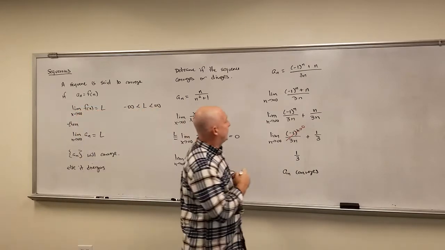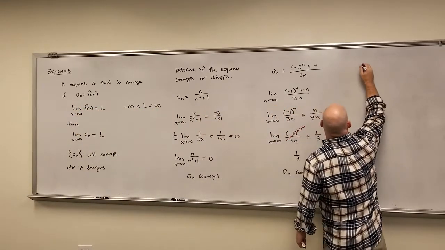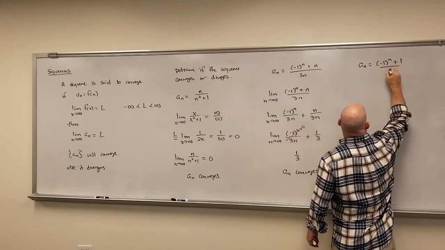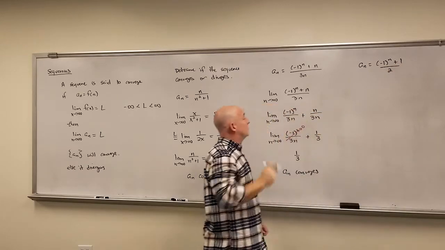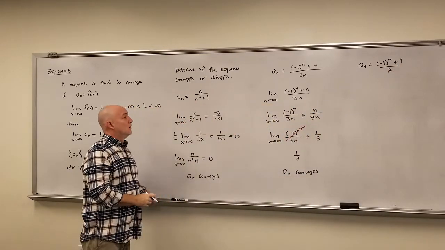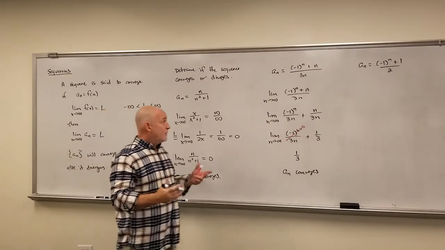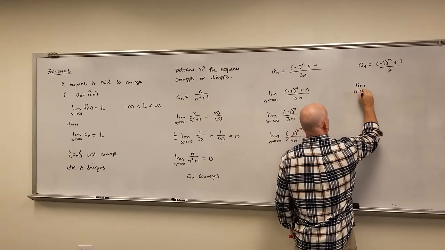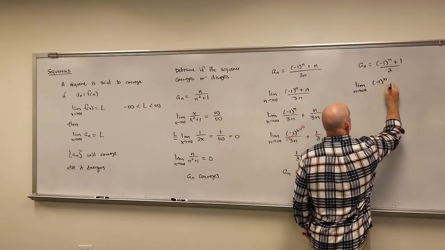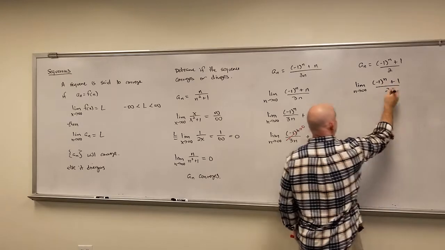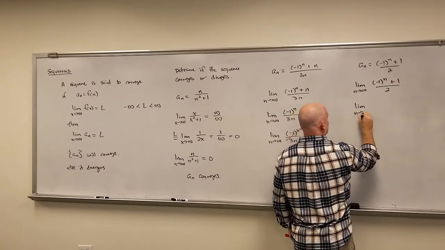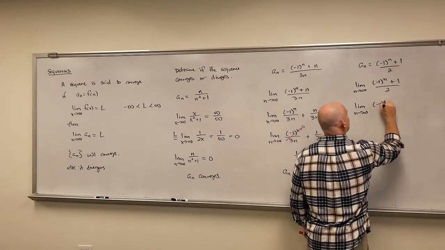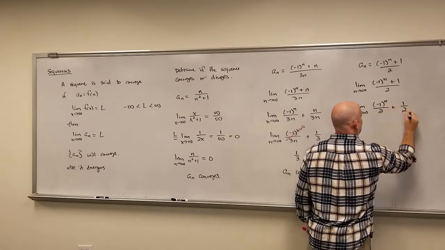All right, maybe one more here. Let's do another one with an alternating piece in it. What if I said a sub n is negative 1 to the n plus 1 all over 2. Now if we try the same thing that we just did, we're actually going to run into a little bit of a problem. As n goes to infinity, negative 1 to the n plus 1 over 2. Let's break that apart, because that looks like something we've done in the past. That's negative 1 to the n over 2 plus 1/2.